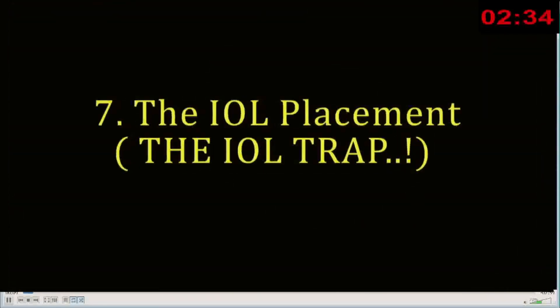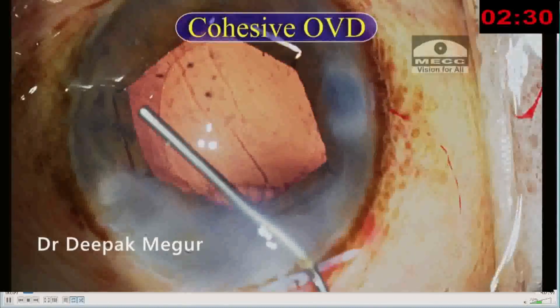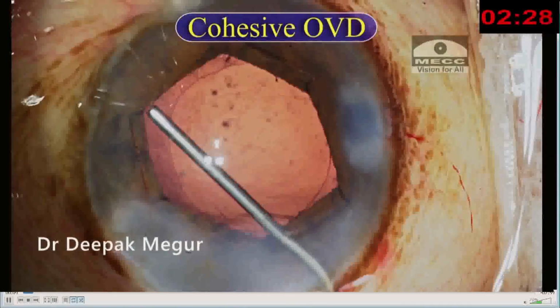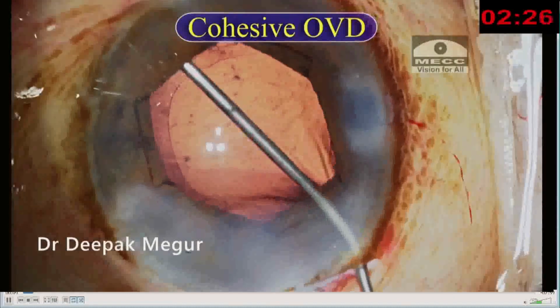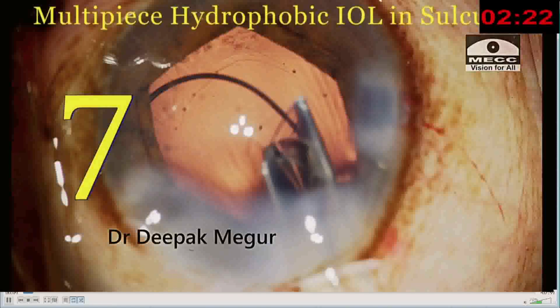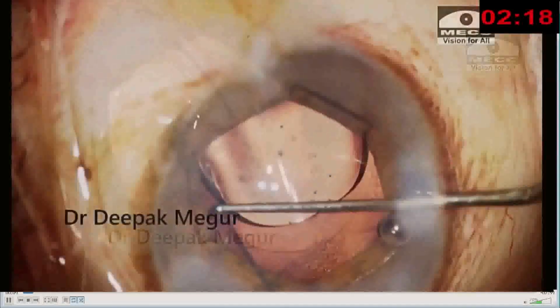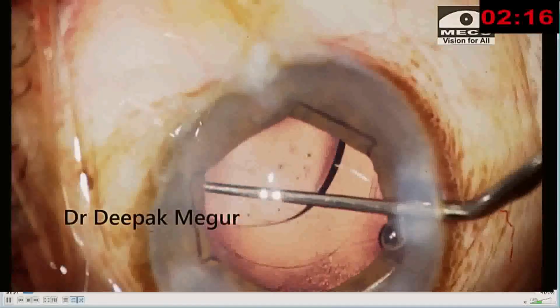And lastly, coming on to achieving the IOL trap. Once the cortex is aspirated, a space is created under the iris and above the anterior capsule by using the right OVD. A multi-piece hydrophobic IOL is implanted so that the distal haptic lands above the anterior capsule. Then the lens is dialed in. Now both the haptics are in the sulcus.